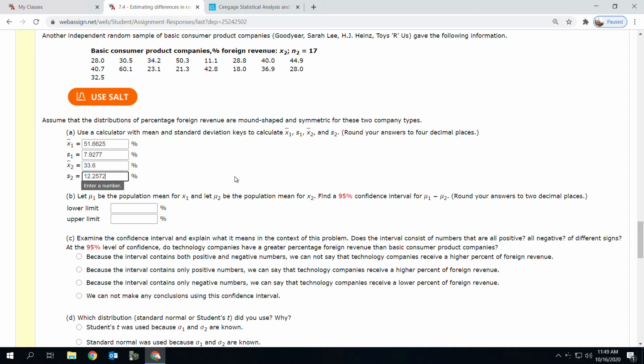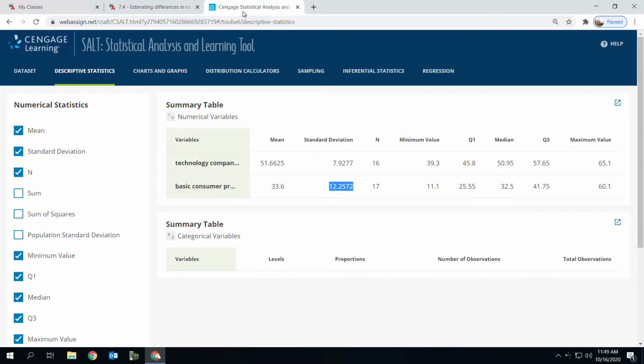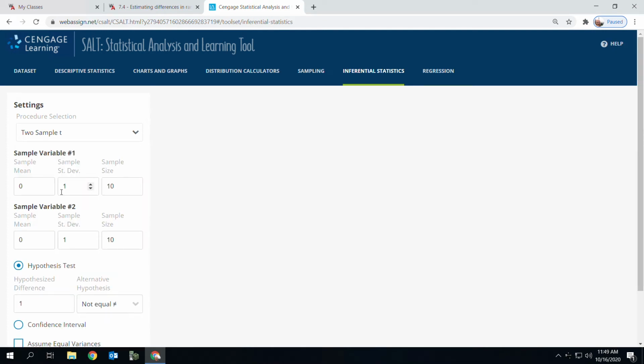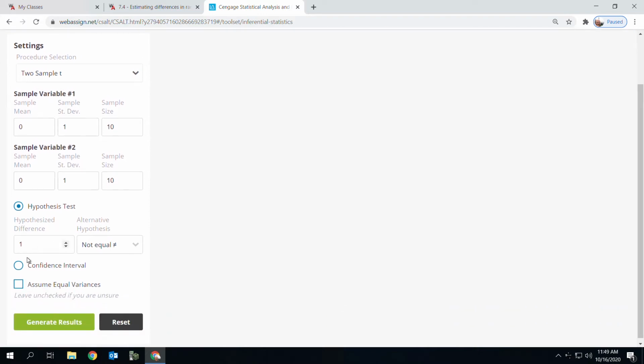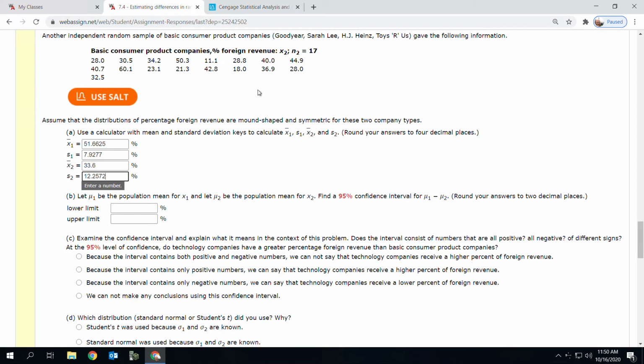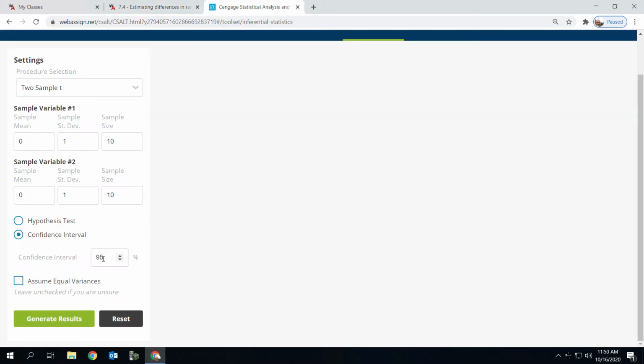For some reason, either the software doesn't or I haven't figured out a way to keep all that pre-populated data in here. So we're going to go to inferential statistics. Because we're comparing two groups, two sample T. Let's scroll down here and switch from hypothesis testing. That's going to be in chapter 8. This chapter we're doing confidence intervals. So make sure you click confidence interval, 95% confidence interval, so that gets to stay the same. Be sure to adjust that as needed.